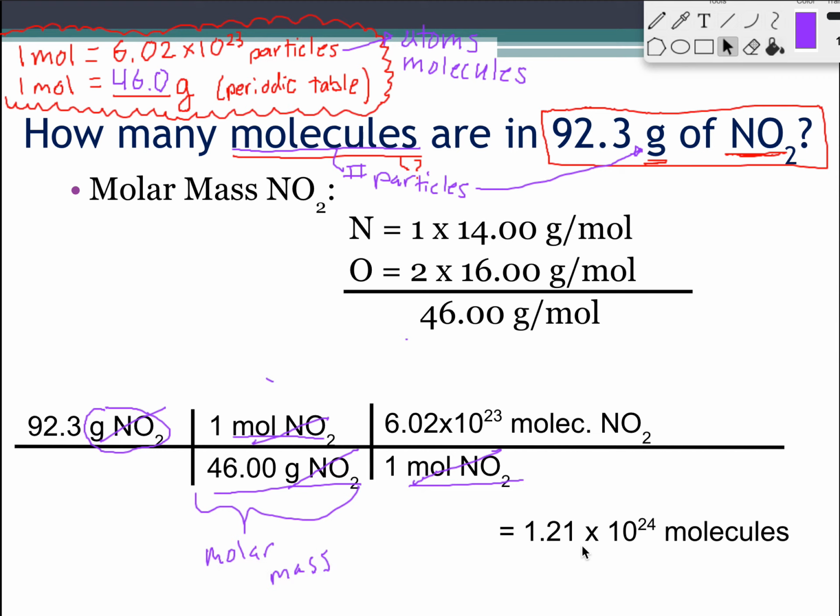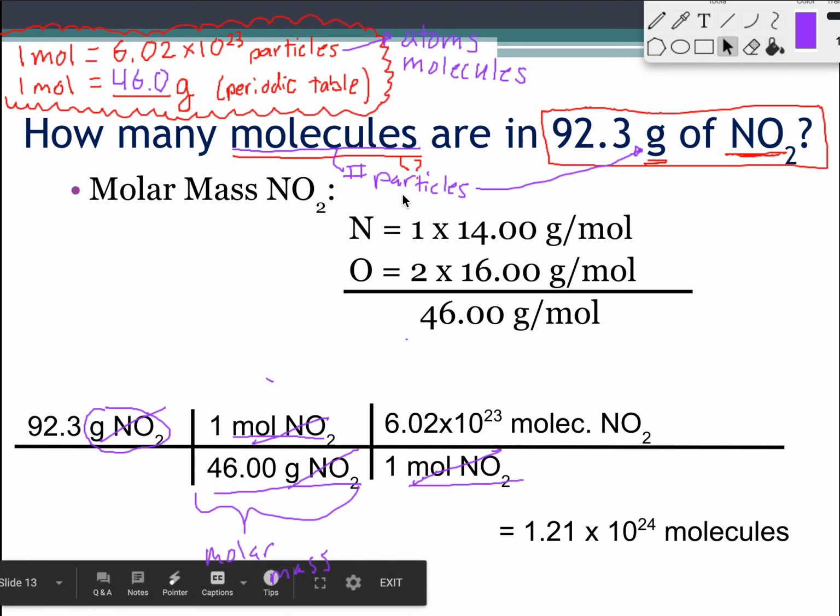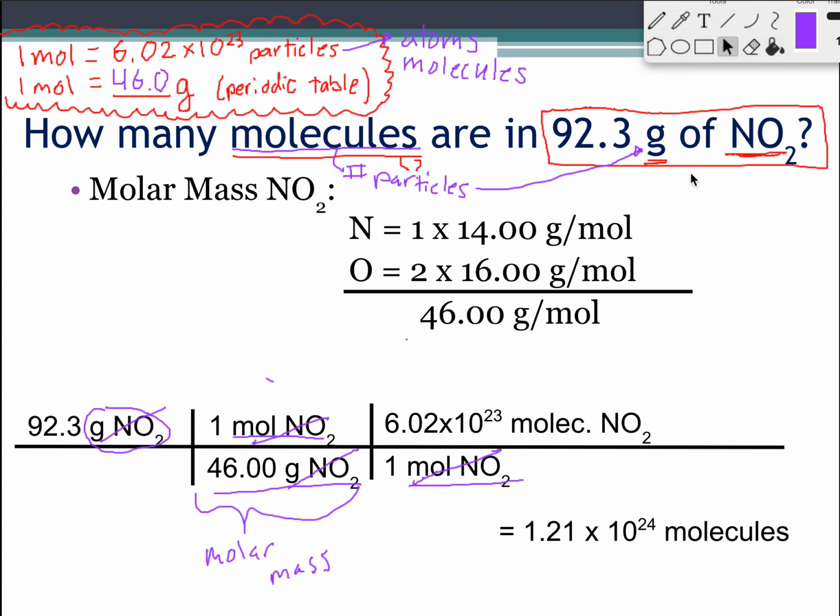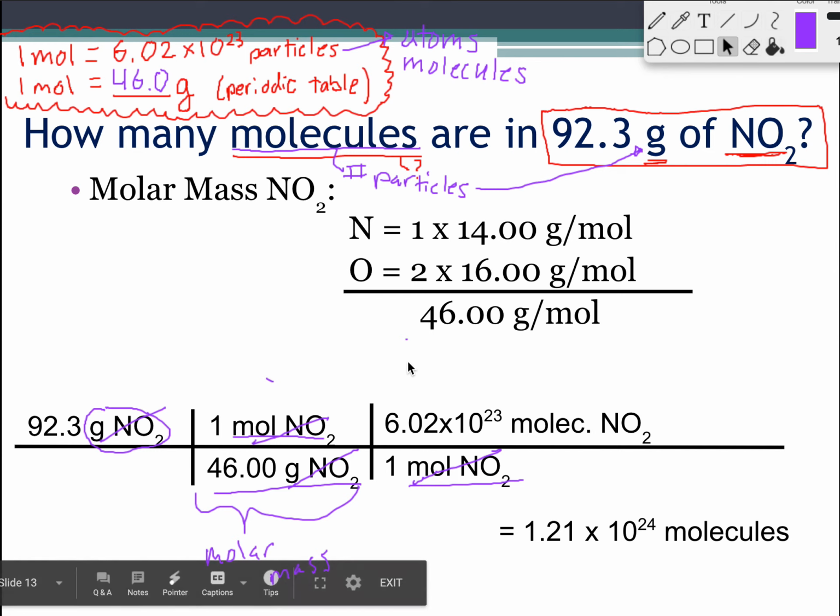And that's it. That's how you do two-step mole calculations. You're going to have to do this anytime you're going from grams to molecules or grams to atoms, or if you're going from atoms to grams or molecules to grams, you'll always have to do 2 steps like this.